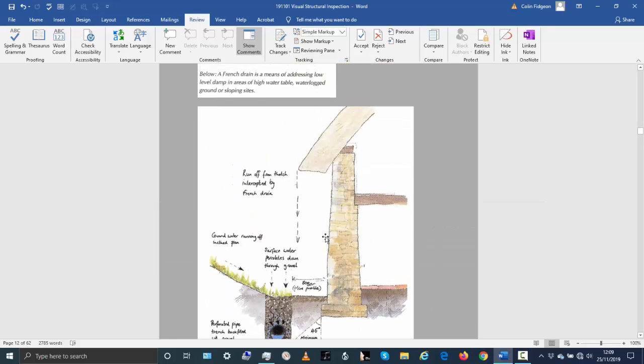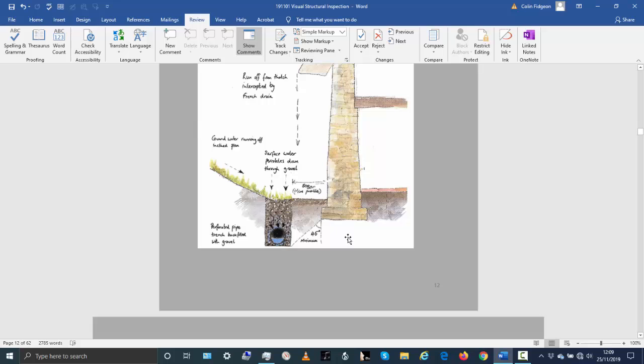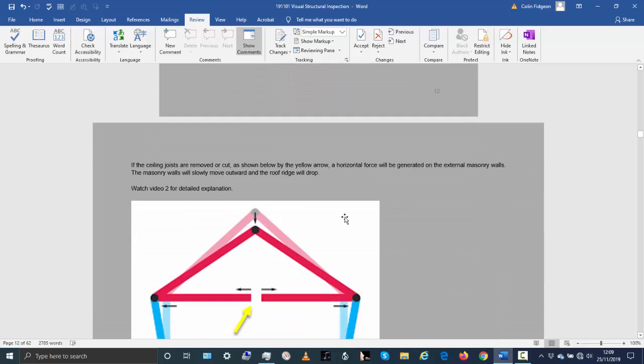Now, I'm going to just end this video here, this video one, and in the next video I'm going to discuss the roof.